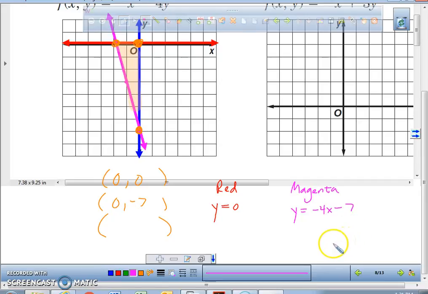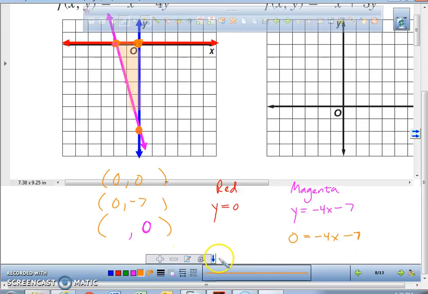Now, if we wanted to do this algebraically to figure out what's the x value and the y value, we already know what the y value is. We already know the y value is equal to 0. You can clearly see that. Our y value is equal to 0. Well, how would we solve for our x value? Well, we're going to use substitution. What is y equal to? Y is equal to 0. So what am I going to do? Y equals 0. 0 equals negative 4x minus 7.